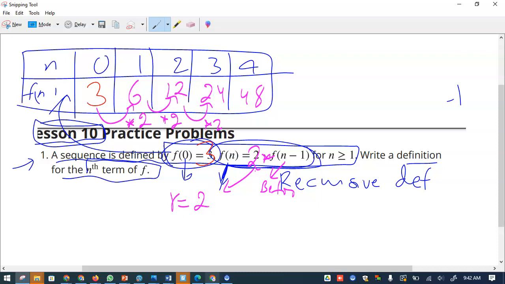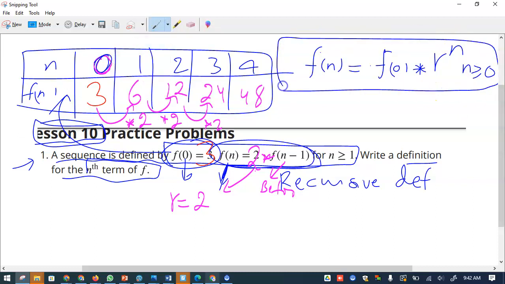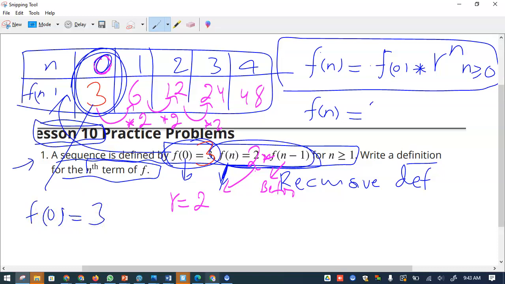To find the nth term, because it starts with 0, your formula will be f of n. The actual formula if you start with 0 is whatever you have in the beginning, that means f of 0, and to that you multiply the r raised to n. So this is for n greater than or equal to 0. So this is the formula to find the explicit formula. That's the formula, right? So that means the answer is f of n equals f of 0. In the beginning the number is 3, so f of 0 is 3.